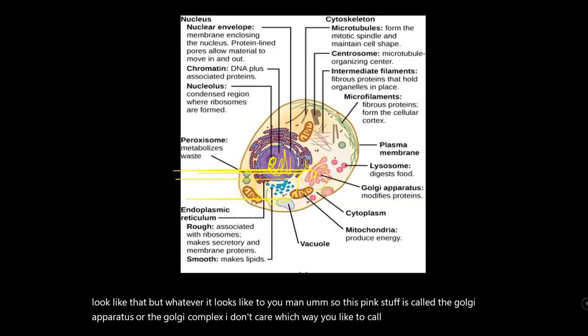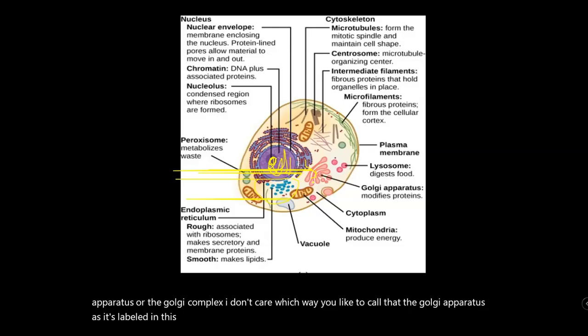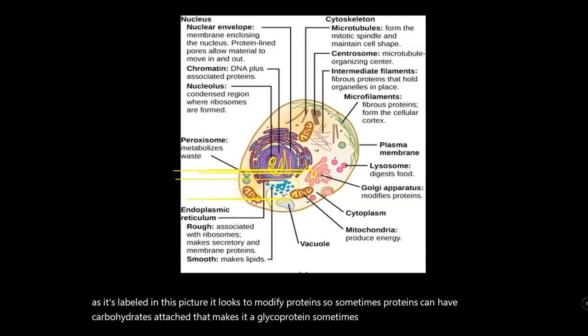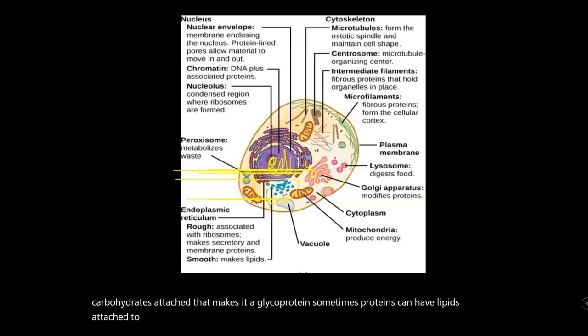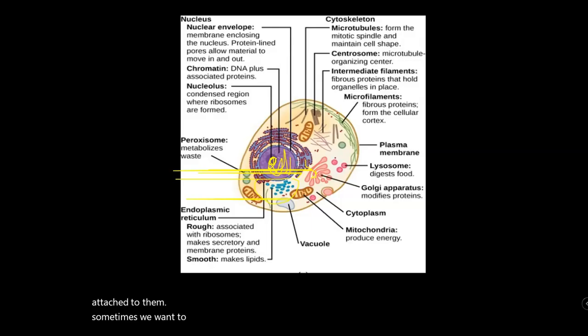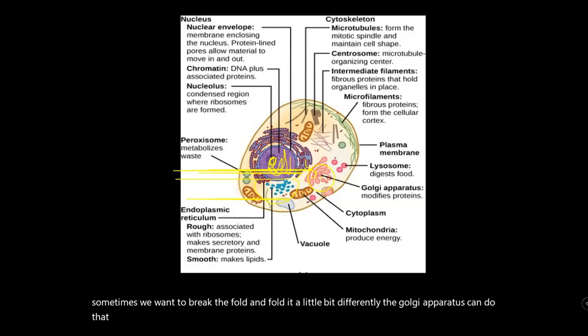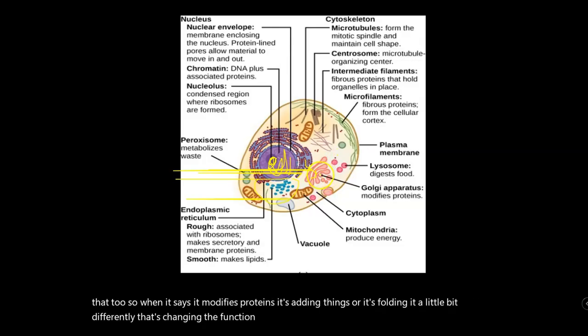The Golgi apparatus, as it's labeled in this picture, it likes to modify proteins. So sometimes proteins can have carbohydrates attached. That makes it a glycoprotein. Sometimes proteins can have lipids attached to them. Sometimes we want to break the fold and fold it a little bit differently. The Golgi apparatus can do that too. So when it says it modifies proteins, it's adding things or it's folding it a little bit differently. That's changing the function of the protein in some cases.